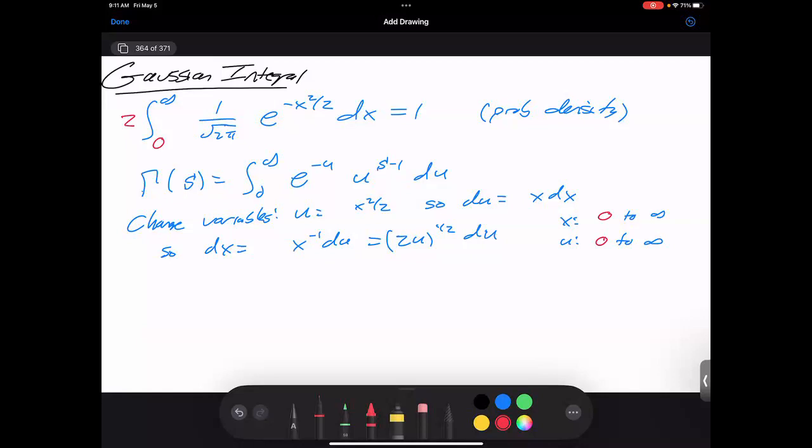And so now I get 2 times the integral as u goes from 0 to infinity. 1 over square root of 2 pi doesn't change. E to the negative x squared over 2 just becomes e to the negative u. And then dx becomes 2u. Oh, and this was x to the minus 1, so this should be negative 1/2. So 2u to the minus 1/2 du.